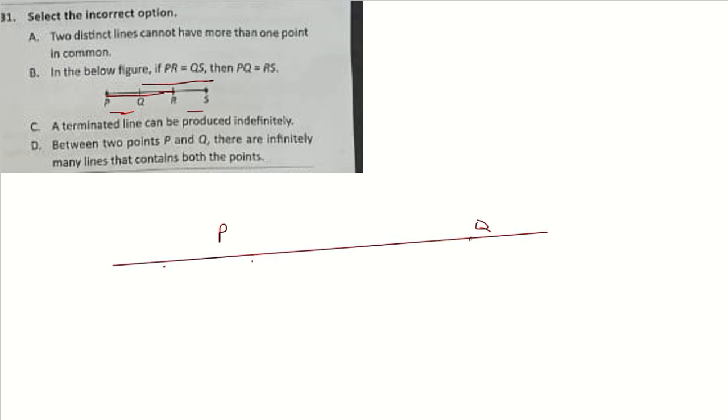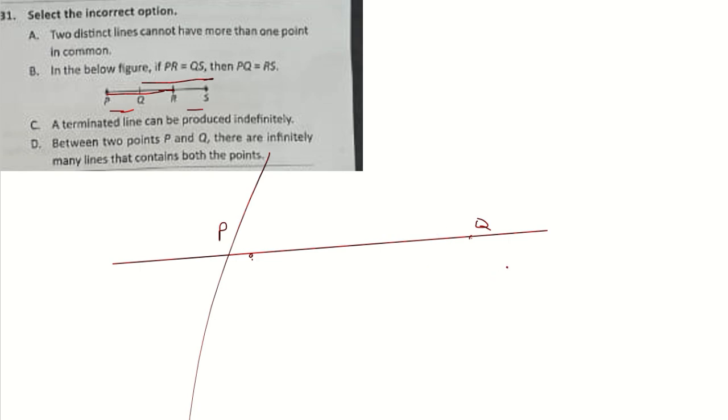This is not a very good line, but you get my point. There's only one line. This line does not contain both P and Q. This line only contains Q, not P. And any other line that contains both P and Q will be the exact same line. So the answer is option D.